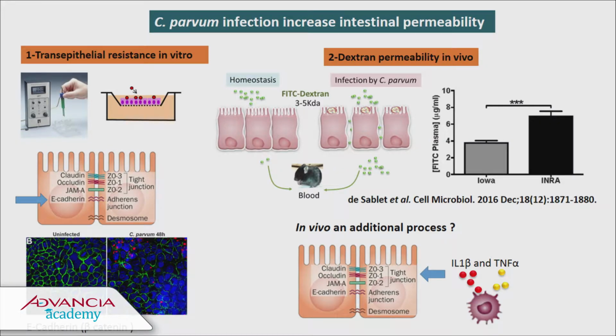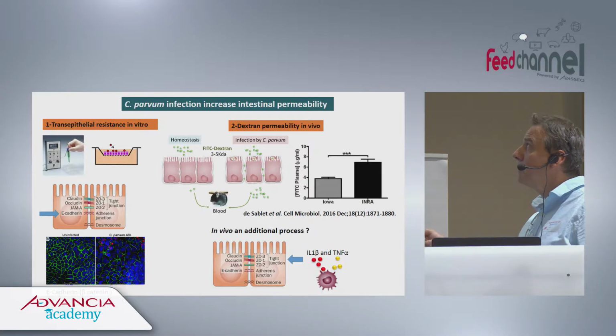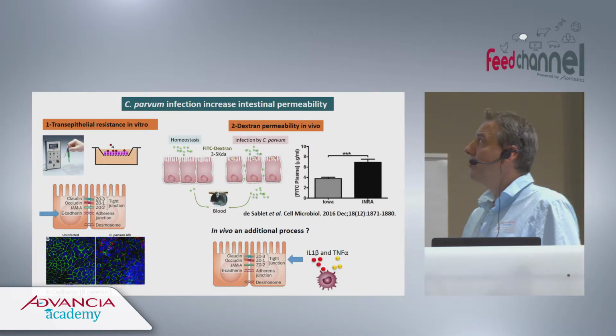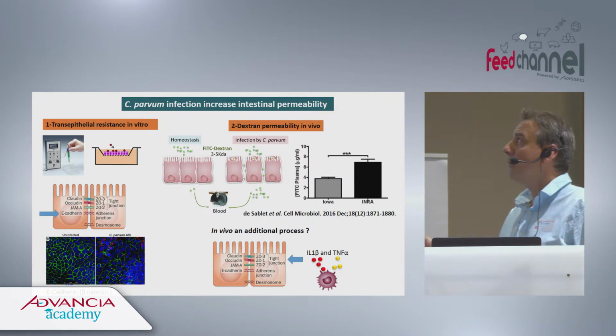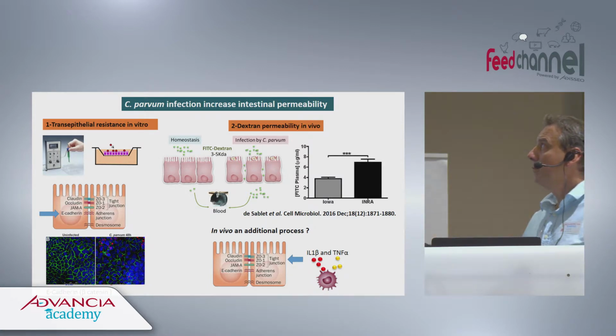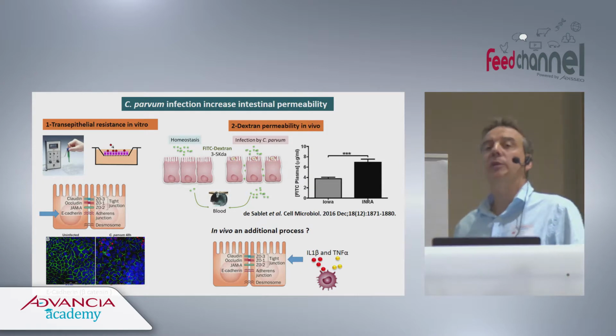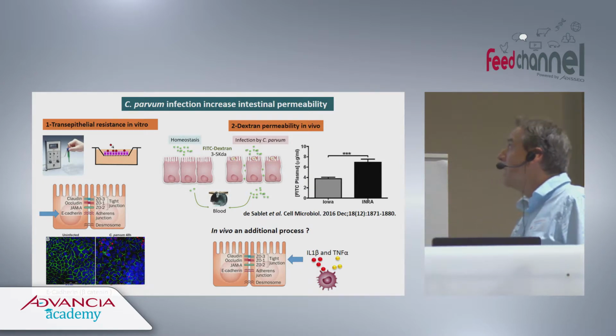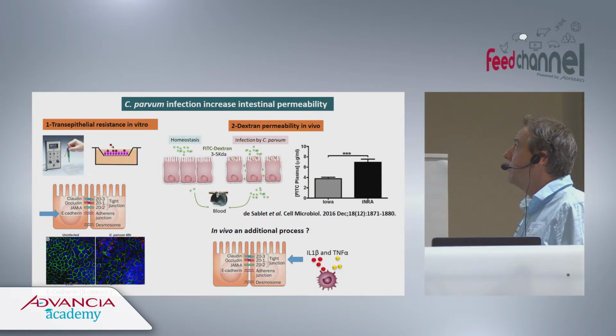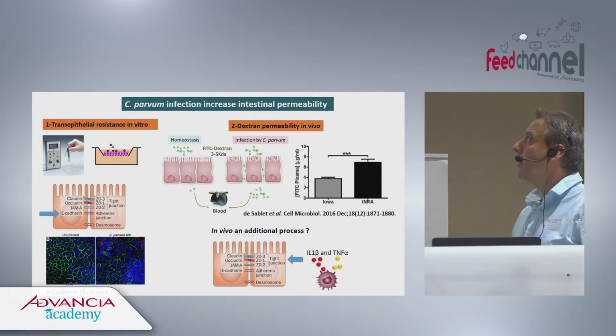So, as we know, Cryptosporidium induces diarrhea, and we know that it also modifies the transepithelial resistance. We have done an experiment, and in vitro it's clear. You can see with the Transwell chambers, you infect with Crypto and you see a drop in the transepithelial resistance. We have done this also in vivo, but we used a different mechanism.